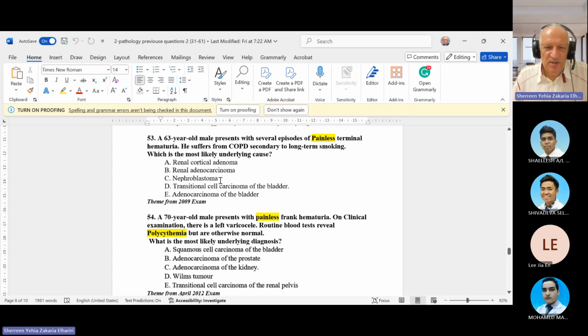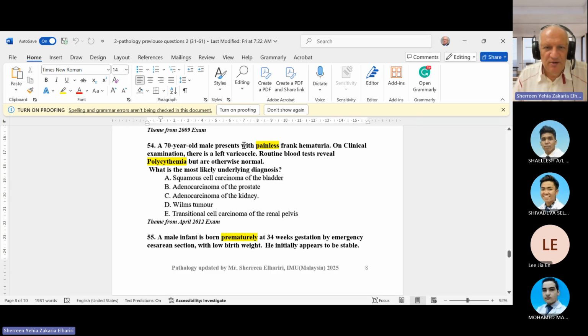Of course, nephroblastoma occurs in babies. Renal cell carcinoma is hypernephroma and can cause hematuria also, but not necessarily terminal, and usually with a mass and polycythemia. Adenocarcinoma of the bladder occurs in 1% and occurs in the urachus, which is the connection between the urinary bladder and the umbilicus. So it is very rare. Next question.